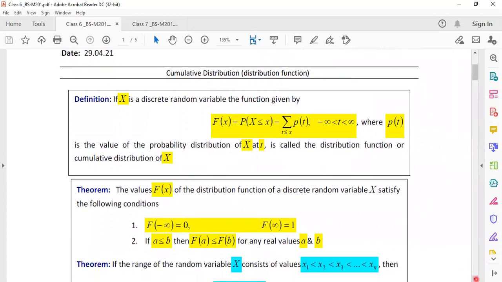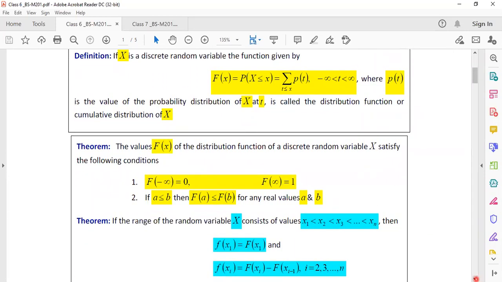The following theorem about the distribution function is very important, but the proof of the theorem is not required. The theorem goes like this: the values F(x) of the distribution function of the random variable satisfy certain properties. F of minus infinity is 0, F of plus infinity is 1. What does that mean? Actually, minus infinity and plus infinity are considered to be entities in an abstract sense.